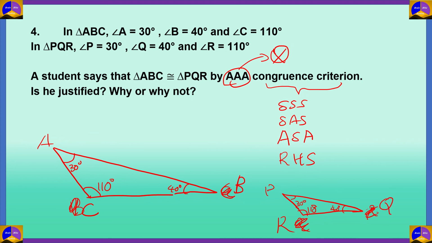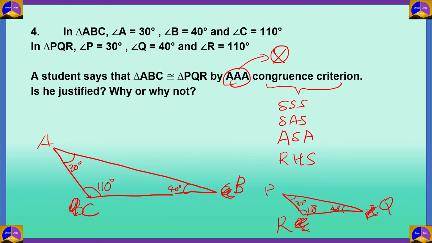So then you can see that ABC and PQR have the same angles, 30 degrees, 40 degrees, 110 degrees, but their size is different. And the meaning of congruence is that each side, each vertex must overlap each other, and they must fit in the same shape. But even though they have the same angles, they are not fitting in the same shape.